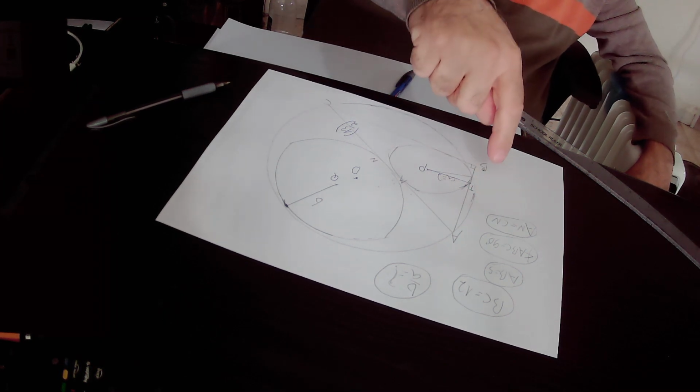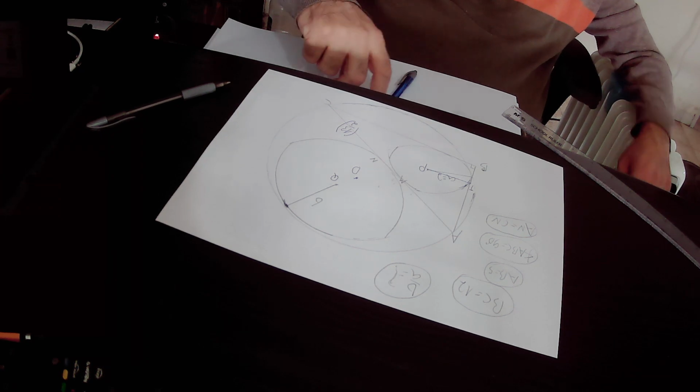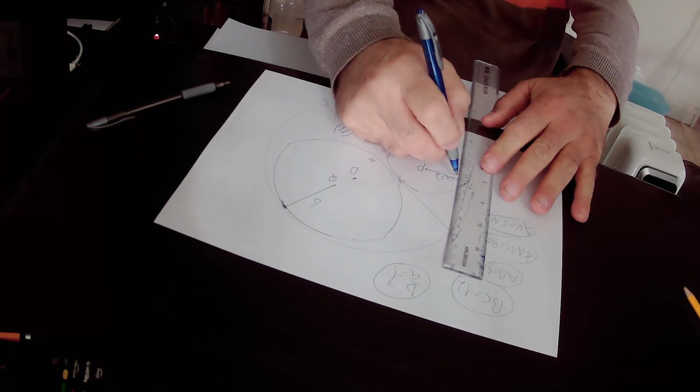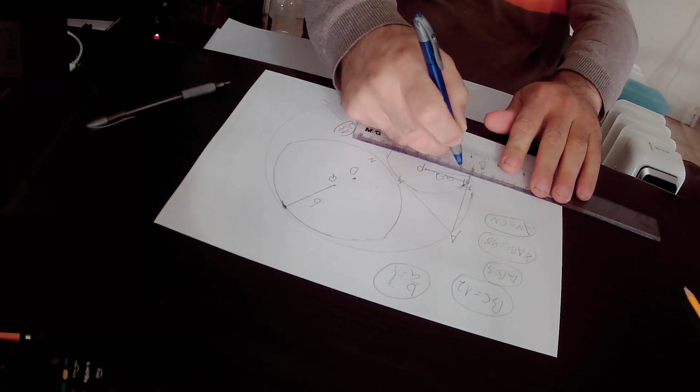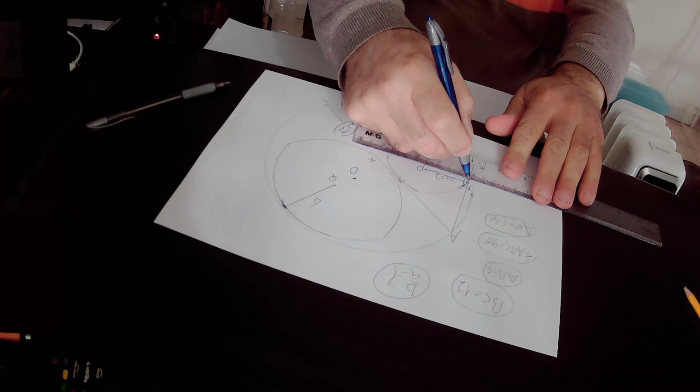If AB is perpendicular to TP, it means that this angle will be equal to 90 degrees, and this angle will also be equal to 90 degrees.